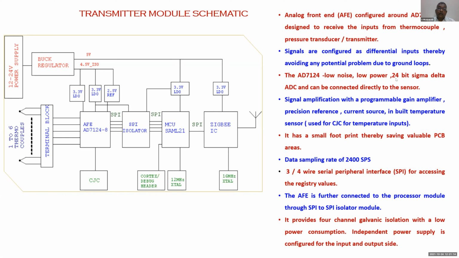The resolution is quite fine. It can capture the very low signals coming from the thermocouples. And for the data sampling rate, it is capable of 2,400 samples per second. And then this is further connected to an SPI to SPI isolator module, which also has 4-channel galvanic isolation to take care of the noise problems.